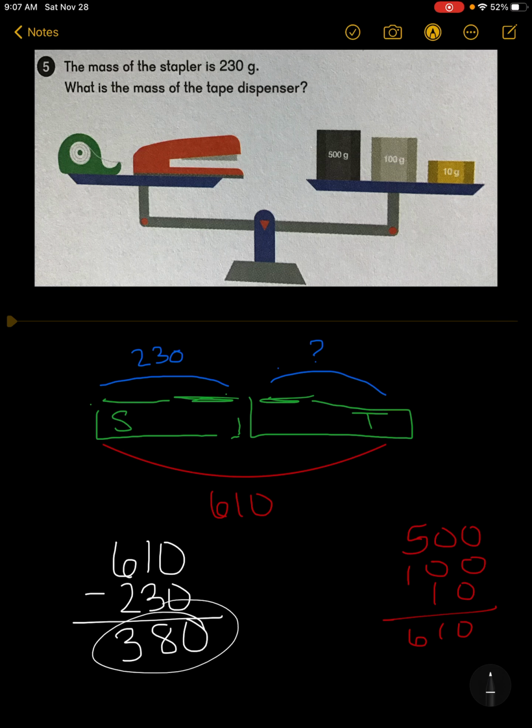Now let's take a look at one more problem here. Let's look at this one. It's talking about a golden retriever and a mastiff. It says a golden retriever weighs 79 pounds. A mastiff dog weighs 85 pounds. Which dog weighs more? How much more? And how much do they weigh altogether? So let's go ahead and build this problem as well.